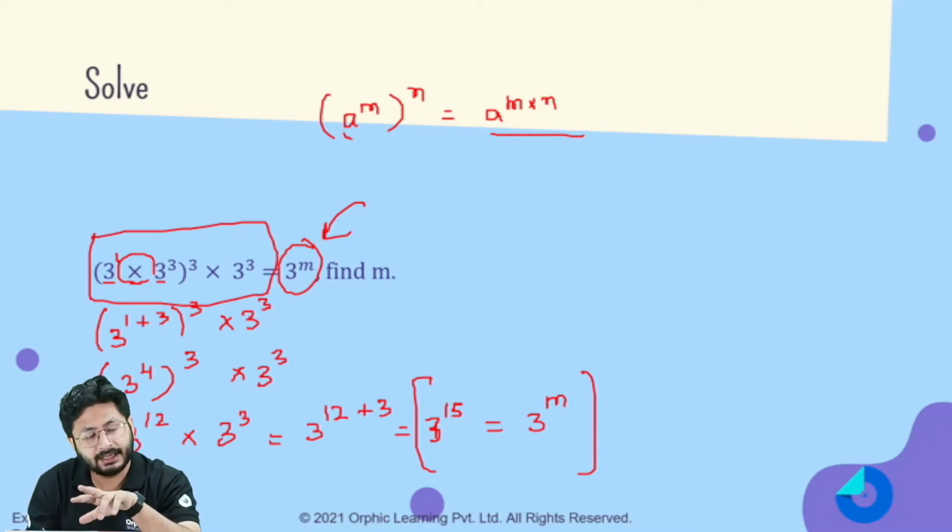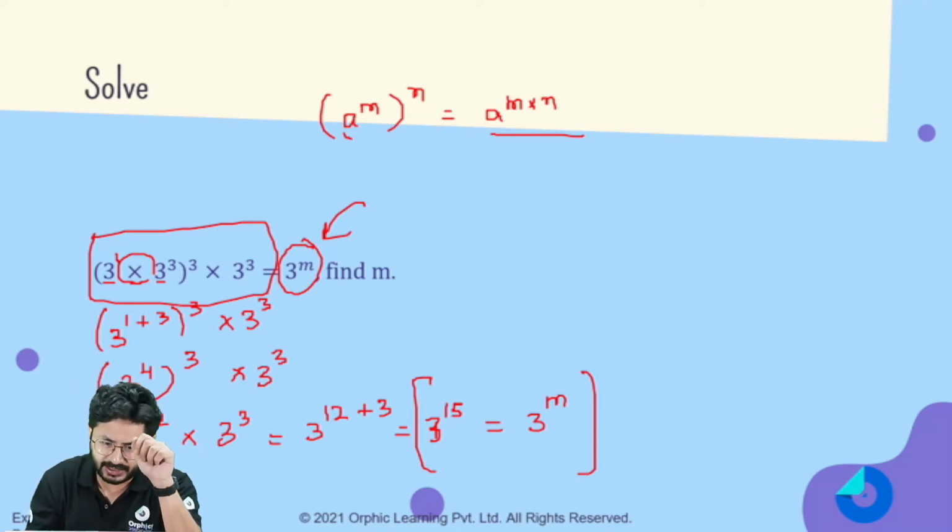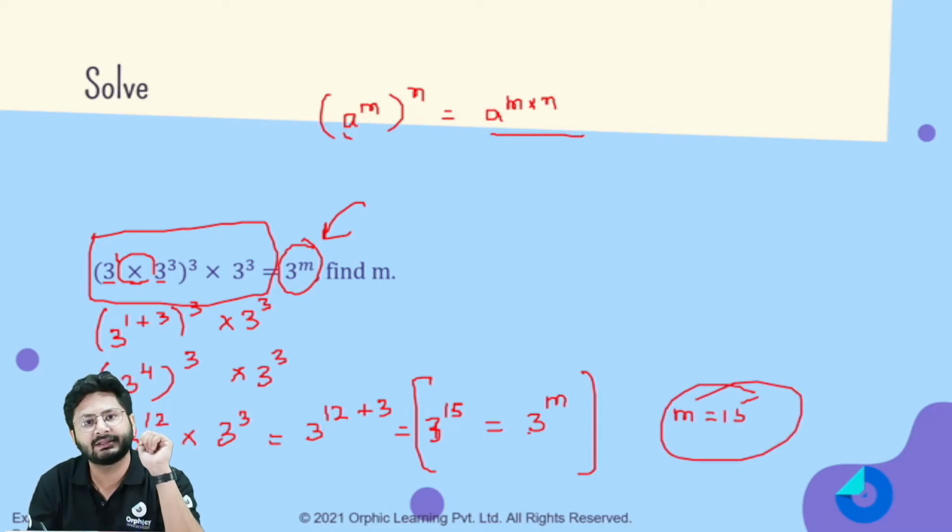Similarly, if the powers are same, you can compare the bases. Okay, so here the base is same, on both the sides we have 3, so m is equal to 15. That should be your correct answer.